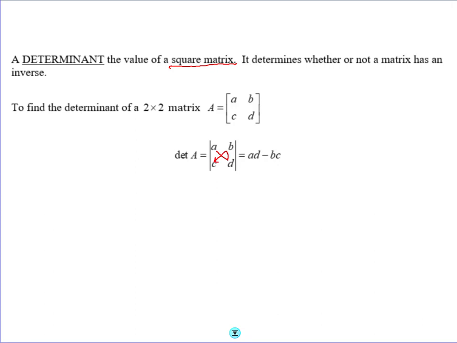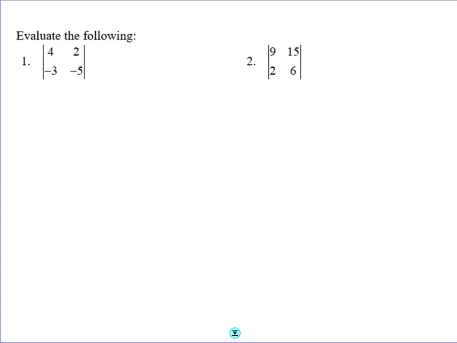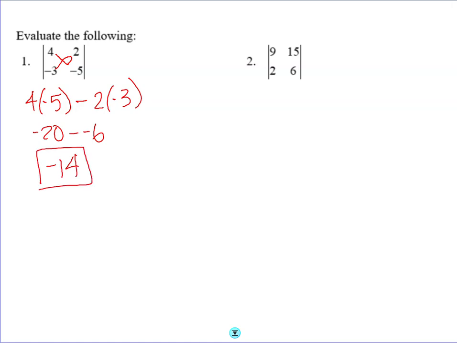So let's look at a couple determinants. We want to find the determinant of this first matrix. We have 4, 2, -3, and -5. So we want to find the product of A and D. So 4 times -5, and subtract the product of 2 and -3. So we get -20 minus -6. So -20 plus 6 is -14. And your determinant should always just be a number.